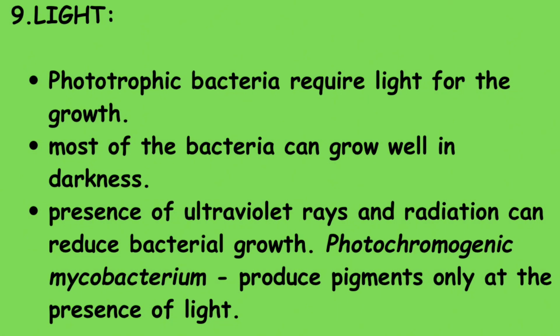Another factor is light. Phototrophic bacteria require light for their growth. Phototrophic bacteria are a group of microorganisms that capture light energy and convert it into chemical energy through the process of photosynthesis. These bacteria contain pigments like chlorophyll or bacteriochlorophyll that enable them to use sunlight for energy production. Most of the bacteria can grow well in darkness. Presence of ultraviolet rays and radiation can reduce bacterial growth. Photochromogenic mycobacterium is a unique species that produces pigments only in the presence of light.